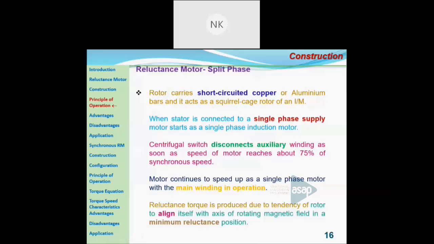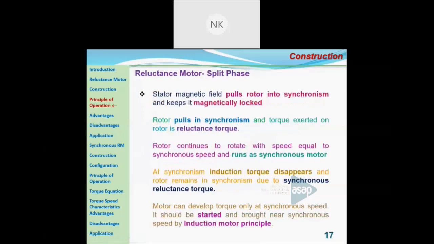And the reluctance torque is produced due to the tendency of the rotor to align itself with the axis of the rotating magnetic field at the minimum reluctance position, or the maximum inductance position. The stator magnetic field then pulls the rotor into synchronism and keeps it magnetically locked, as in the case of a synchronous motor. Then the rotor pulls in synchronism, and the torque exerted on the rotor is known as the reluctance torque.